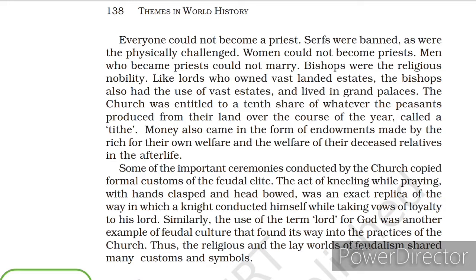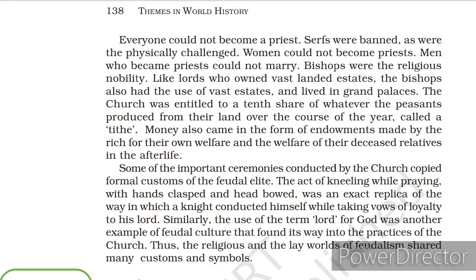Now, men who became priests could not marry. In the religious field, the bishops were the nobles. You can see that bishops were the nobles, or religious nobility, as it is written in the book. The bishops also had vast estates like lords. Now, when you talk about bishops, they are nobles. When you say nobles, it means almost a landlord type.